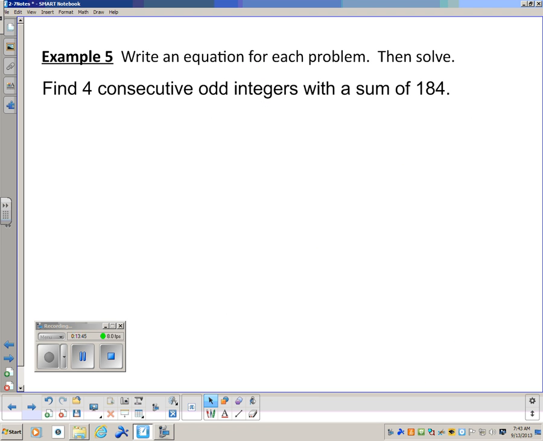Okay, so the next one says 4 consecutive odd integers. Odd integers would be like 1, 3, 5, 7, and when you add them all up, they're supposed to give us, sum means adding all together, they're supposed to give us 184. Well, obviously those don't equal 184. So we got to think of ones that do. So I'm going to say x equals the first number.